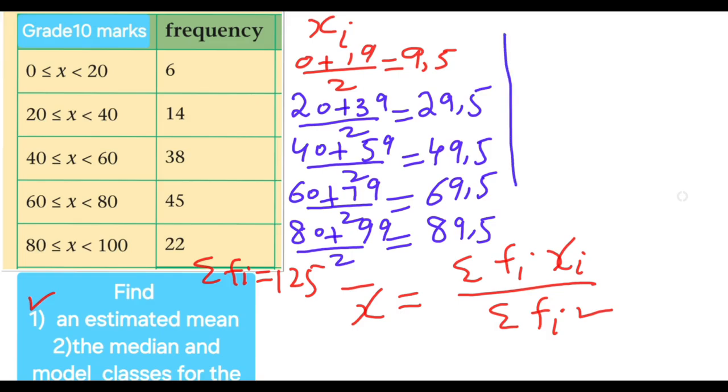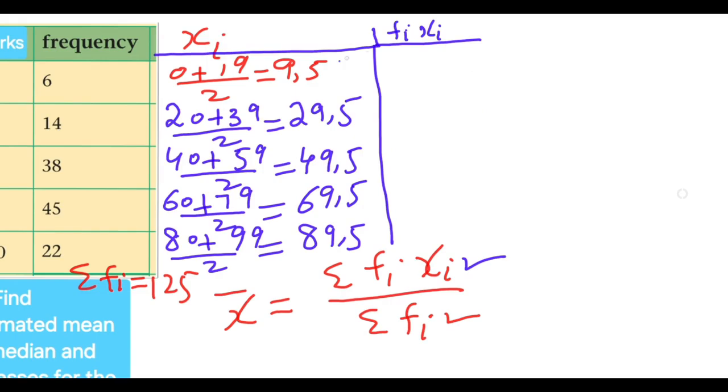Now we need to find the table for fi, because I need the sum of fi xi. I need to multiply 6 by 9,5, and that will give me fi xi. So the frequency fi multiplied by xi gives me fi xi. So 6 multiplied by 9,5 is 57. 14 multiplied by 29,5 is 413. 38 multiplied by 49,5 is 1881.